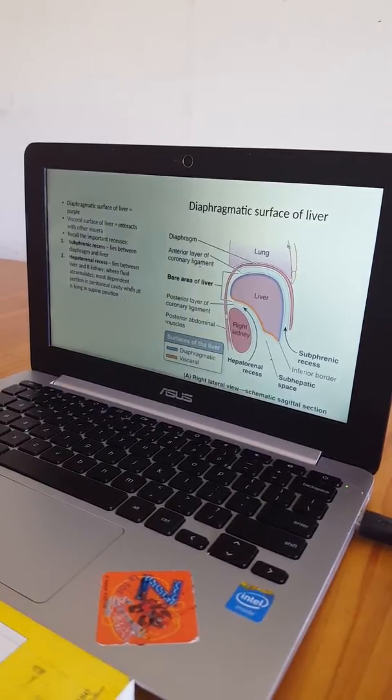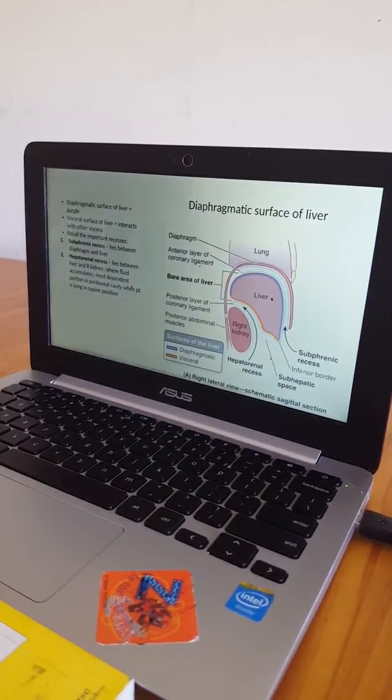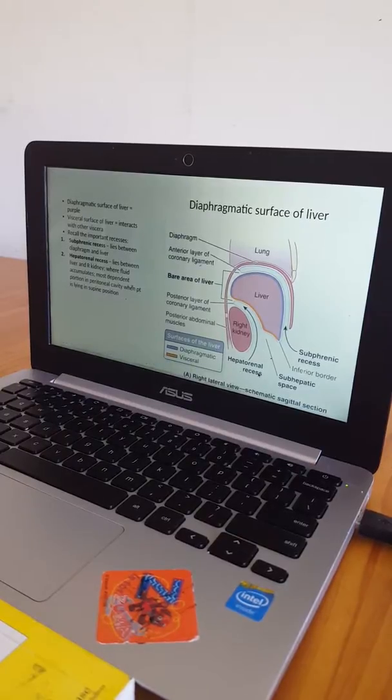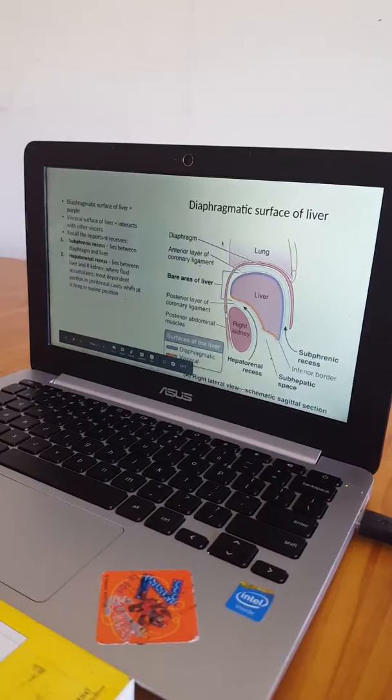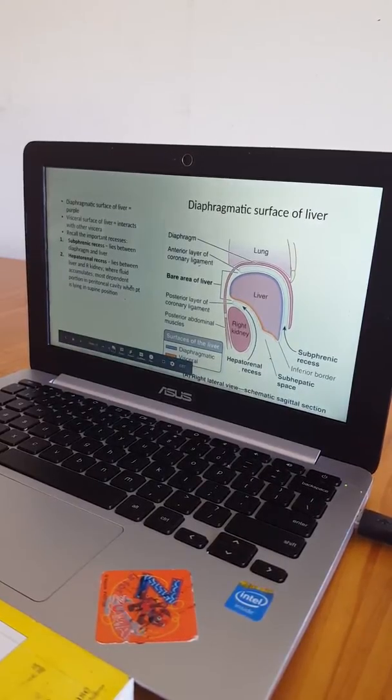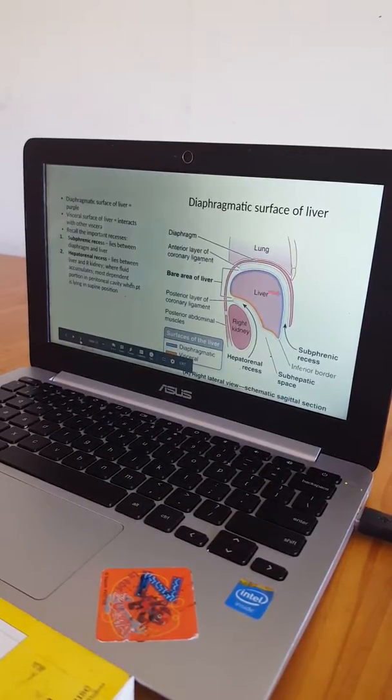So this picture is taken in cross section, like we are seeing the person from the left or lateral side. So this is the anterior portion and this is the posterior portion. Going to the next slide.